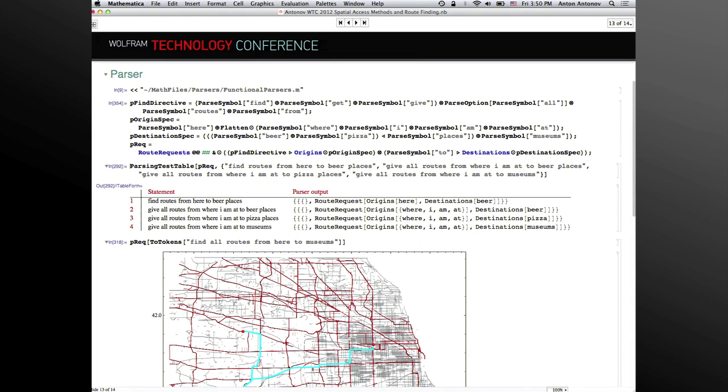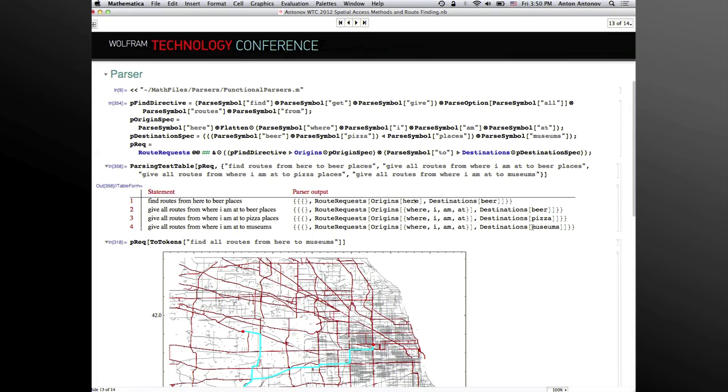Now, when we're parsing this sentence, I'm throwing away the "find routes" part or whatever. The important thing is the location specification. So I know where my origin is, and I know where my destination is. So from beer places, I throw away the places and take beer, because beer, pizza, and museums are the significant component.